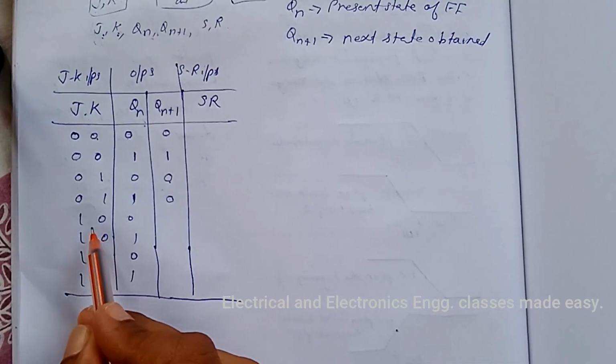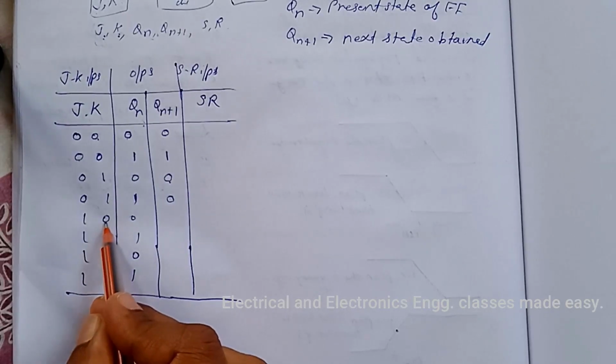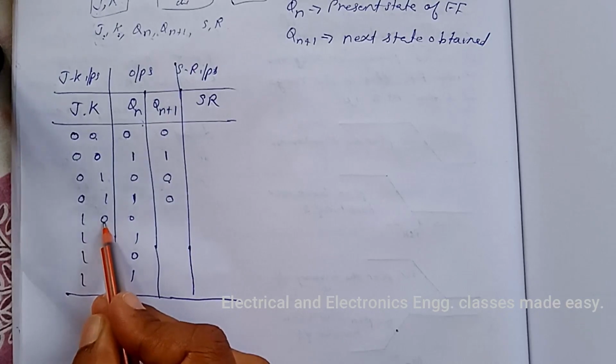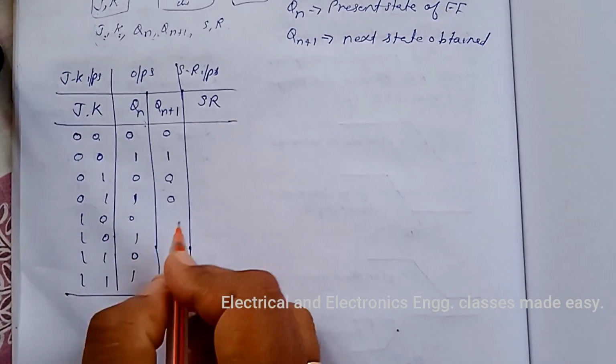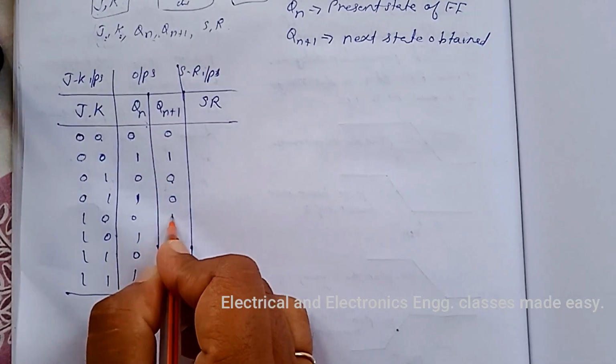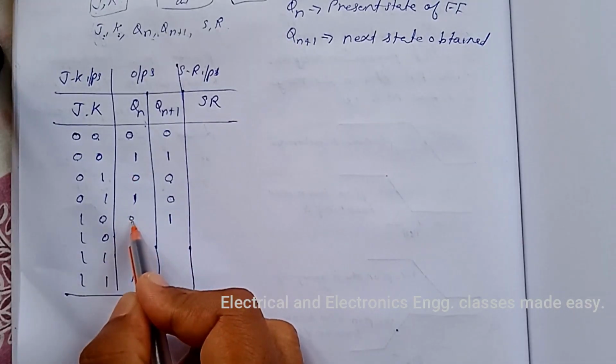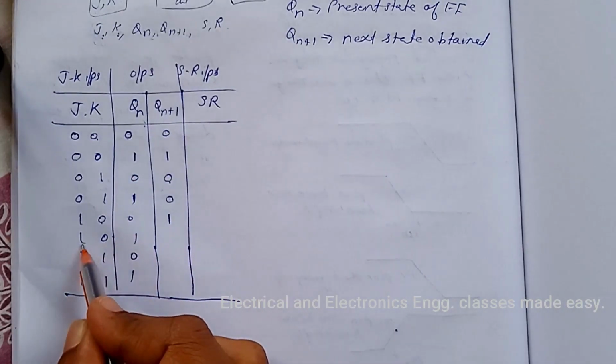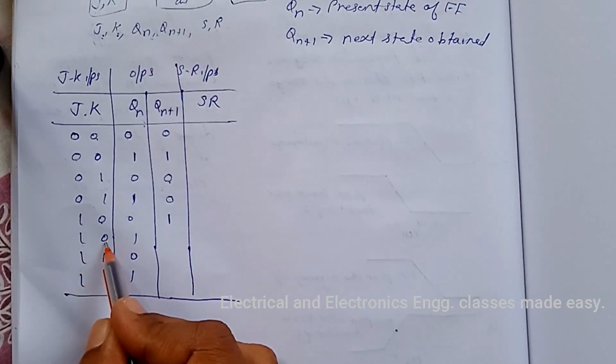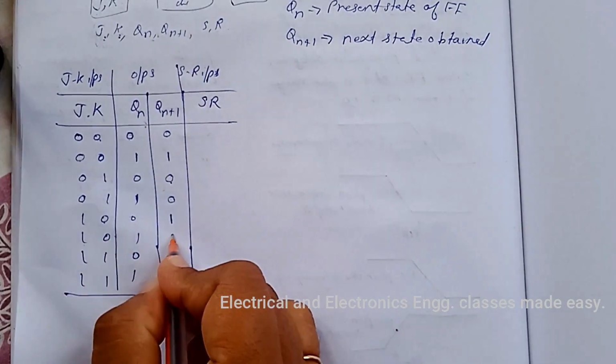And next is 1, 0 to the JK input. 1, 0 to the JK input means the output will be 1. That is, it will not depend upon the present state of the flip-flop. Next is again 1, 0. That is, the output will be 1.